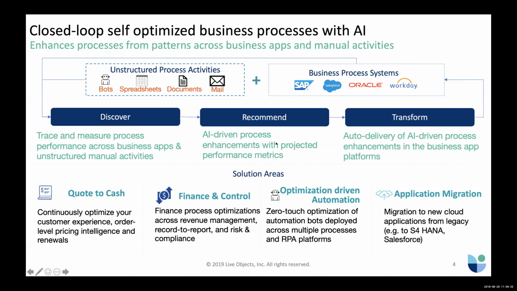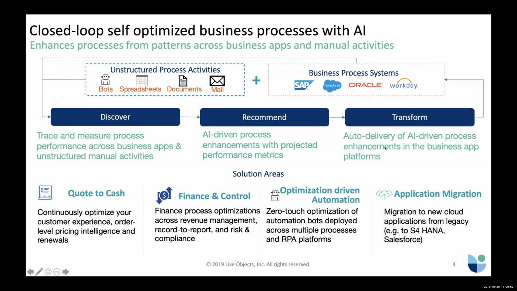Now, once they choose which recommendations they want to implement, then we have our pre-built connectors with SAP, Salesforce, and other applications where we can auto-deploy those enhancements to transform your business process and optimize it. So that is where the three-step process of discover, recommend, and transform work in tandem to really optimize your business process for quote to cash process, right?